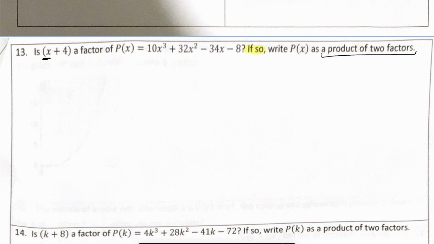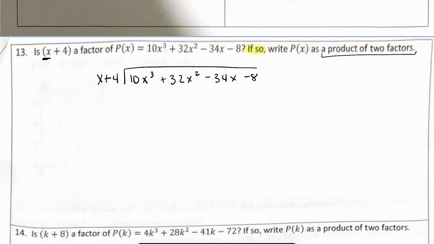So let's write it out. We have 10x cubed plus 32x squared minus 34x minus 8 divided by x plus 4. I can show it in 3 ways. I'll do synthetic first. Remember, we have to flip the sign here, make it negative 4, because if we set it equal to 0, x equals negative 4. And then here we bring down our coefficients, 10, 32, negative 34, and negative 8.